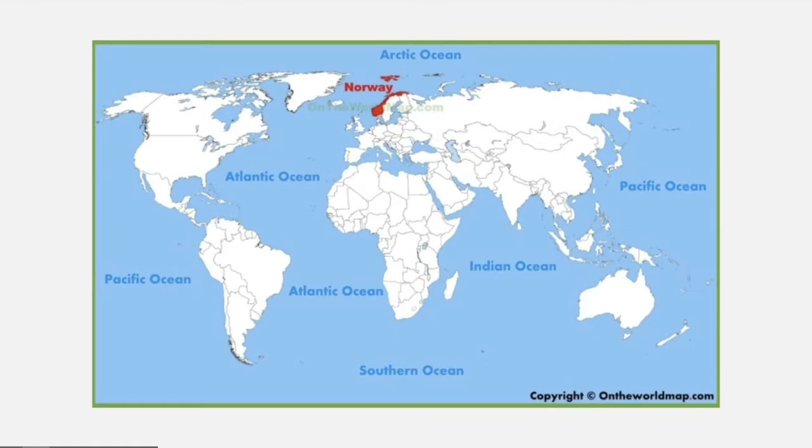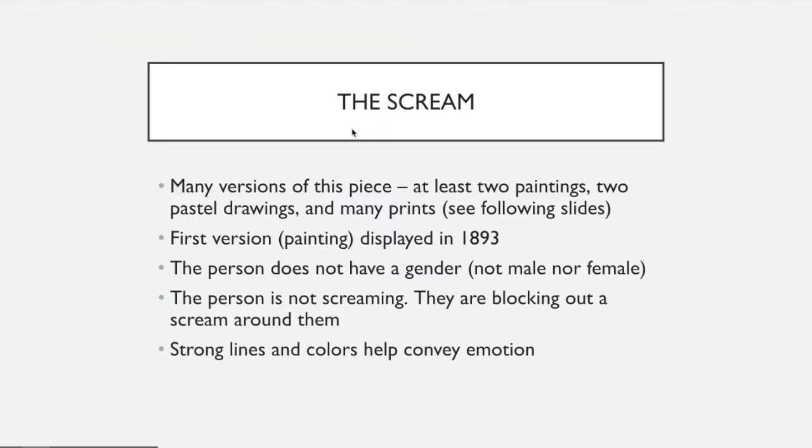Norway, as you can see, the red country at the very top, the very northern part of Europe, is very cold and much further north than what we see in most of Europe. Here we have Europe, and you can see that Norway is way up at the top.